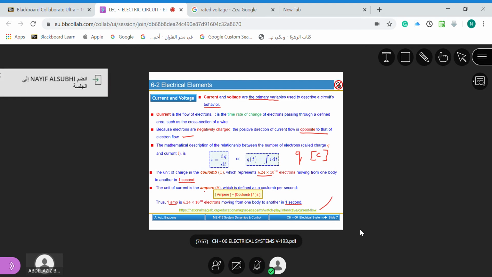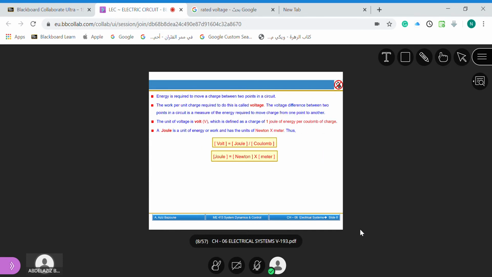You can see, Shabab, this website here, if you don't mind, to see how the electrons are flowing in a circuit. They are moving in a circuit.